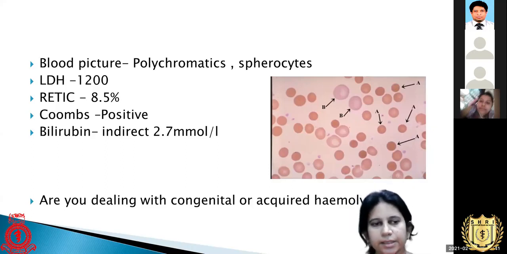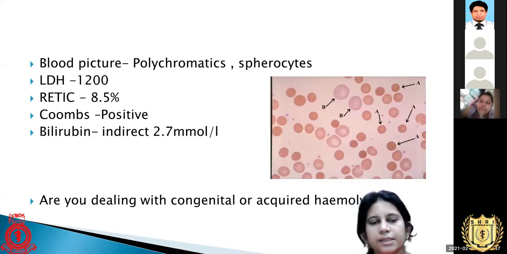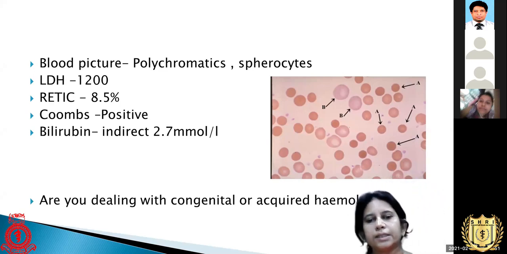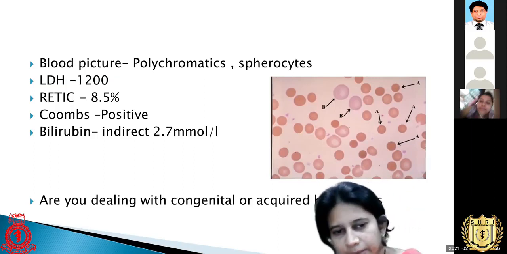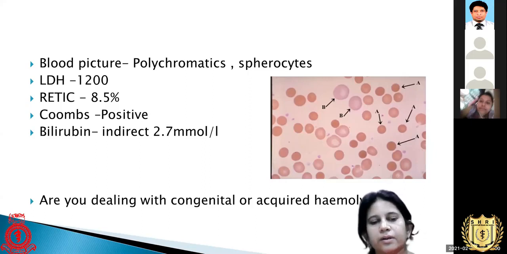Again, in this patient, LDH high, retic count very high, and Coombs positive, indirect bilirubin levels high. So you have a diagnosis here. You are dealing with a hemolytic anemia. So is it congenital or acquired? You go back to the history and see whether the history is recent onset or a long-term history. And in the investigations, this is a positive test, indicating that you are dealing with acquired hemolytic anemia.